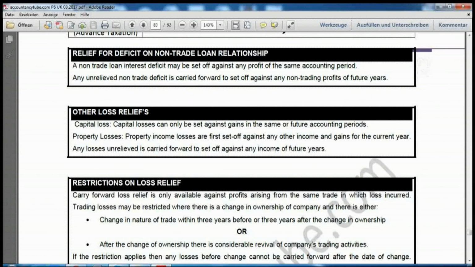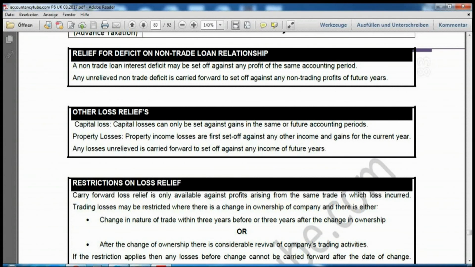Other loss relief. Now, the capital losses can only be set off against capital gains, as you know, in the same or the future accounting period. Property income losses are first set off against any other income and gains for the current year. Any losses unrelieved are carried forward to set off against the income of the future year as far as property income is concerned.